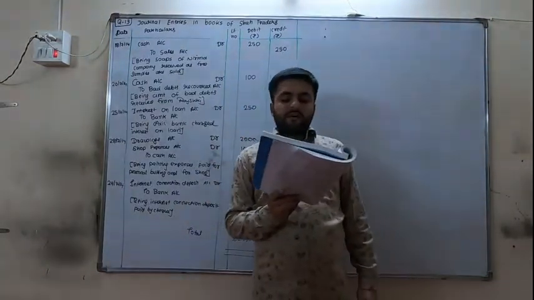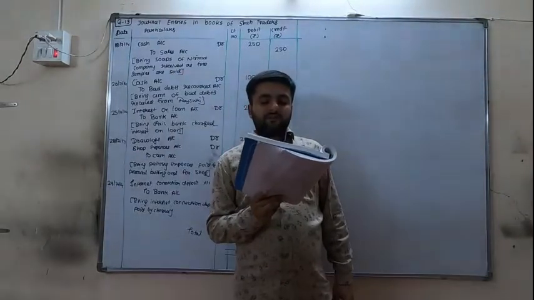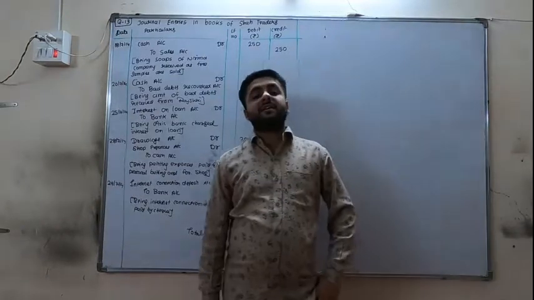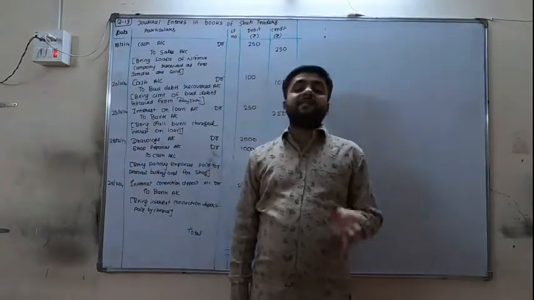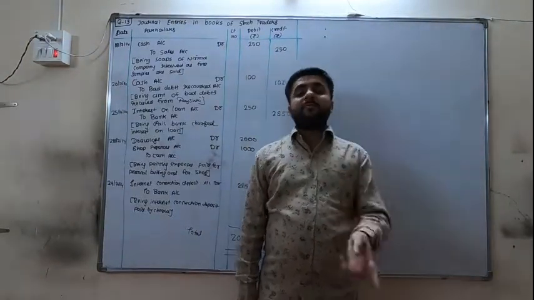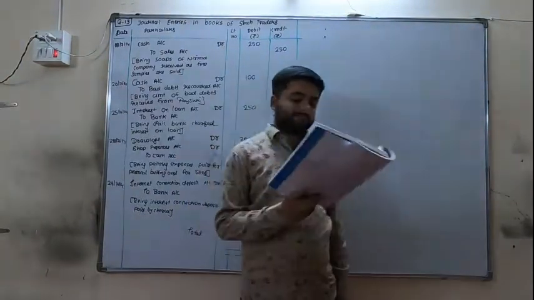Bad debts of 2,000 paid by check for salary and wages. We are paying an expense which is named salary and wages. Salary and wages is an expense, it is to be debited, so salary and wages account debit. We are paying through check, so bank account credit.